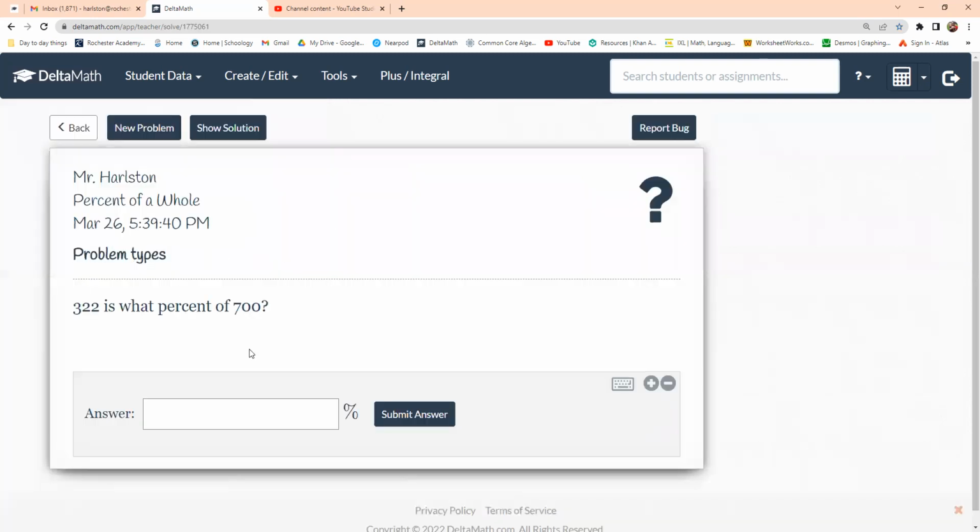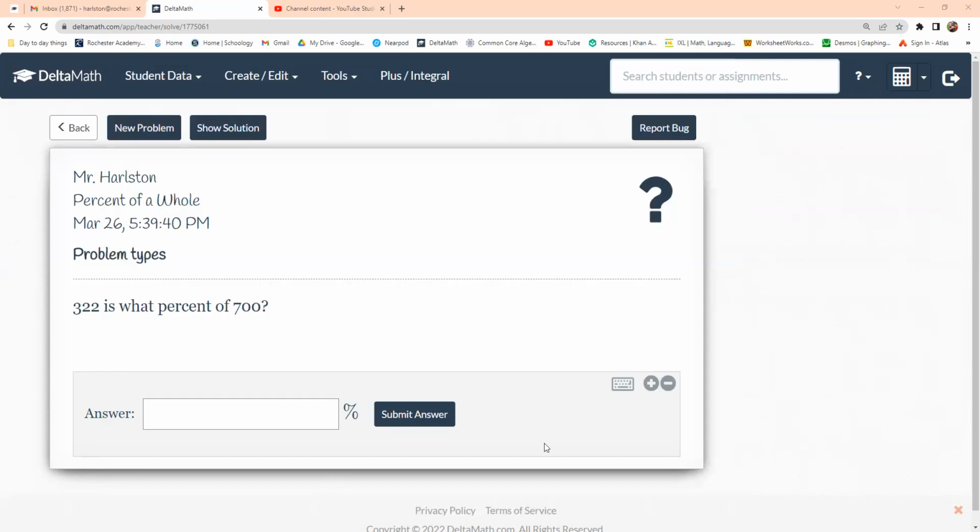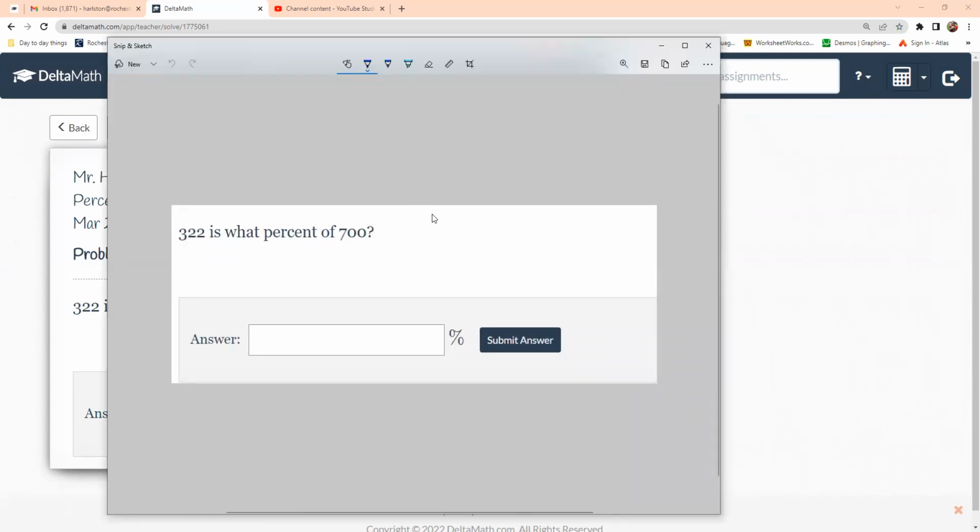Here's the first problem: 322 is what percent of 700? I'm going to take a picture of this and go over how I want you to do it. The way that I taught this is that it should look like this: percent over 100 equals is over of. That's the formula that I want you to use every single time.